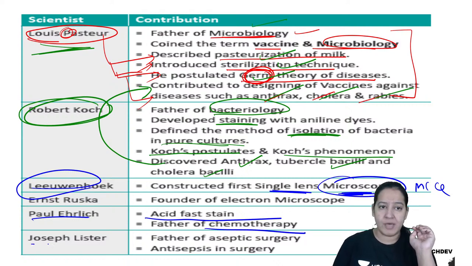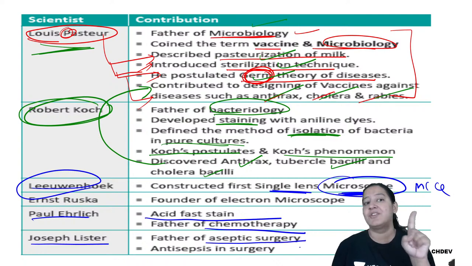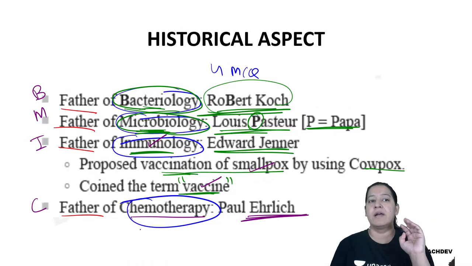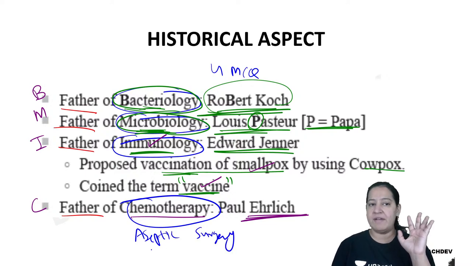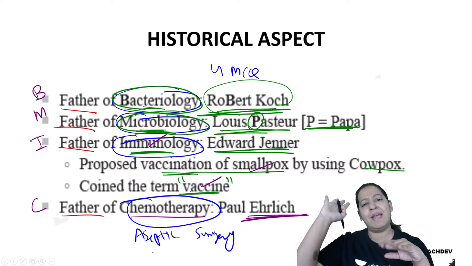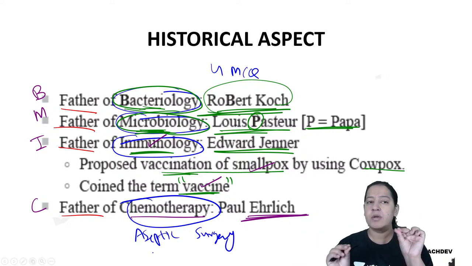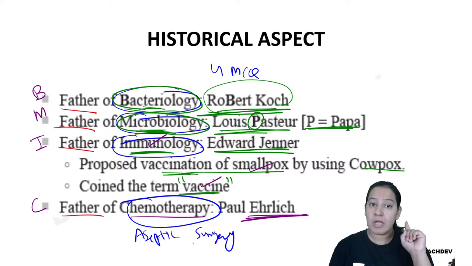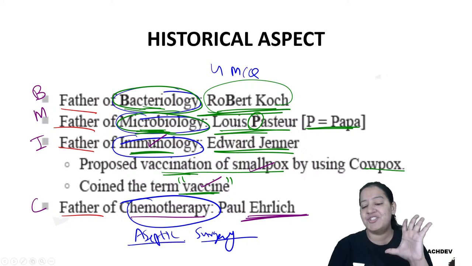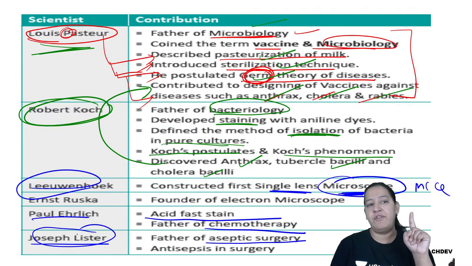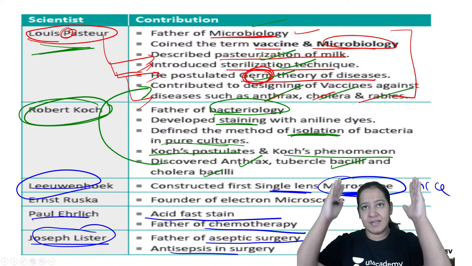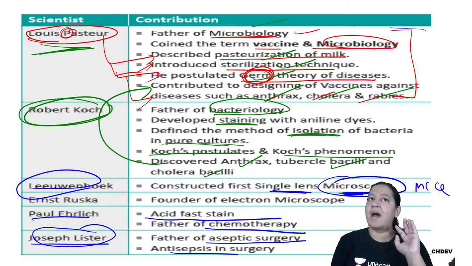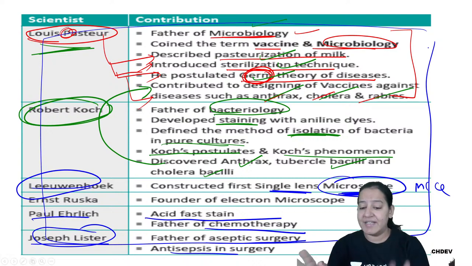And Joseph Lister, he is the father of aseptic surgery. Panchwa father yahan pe add kar lo, the fifth father. Aseptic surgery: when surgery was done long ago, people did not consider aseptic precautions, so patients always had post-op infection. So surgery ke pehle hume aseptic precautions lene chahiye. Ye kisne bataya hume? Joseph Lister ne. So he is the father of aseptic surgery and antisepsis in surgery. These are the important points jispe aapke saare MCQs ban jayenge on the scientists and the fathers.